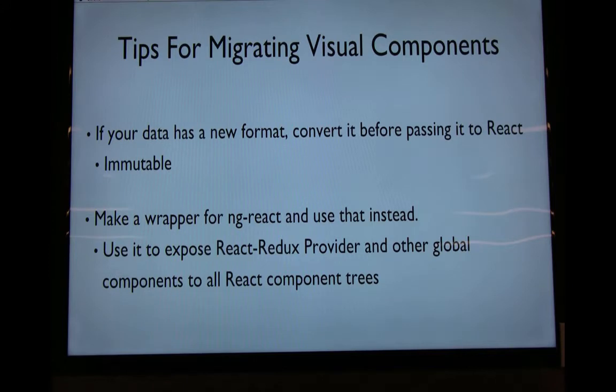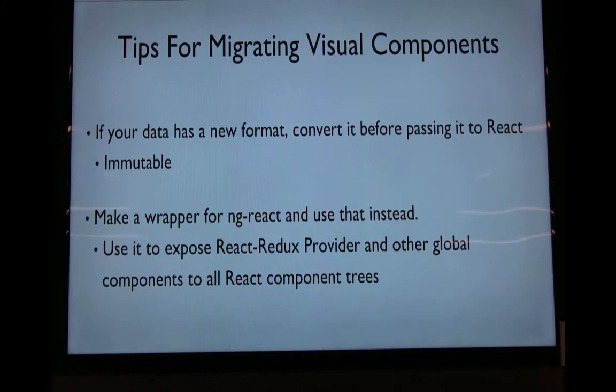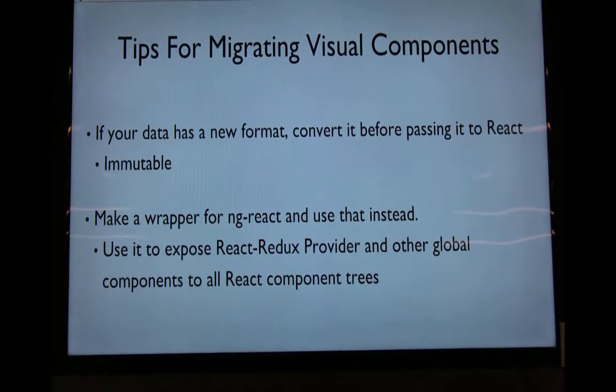So it's helpful if you know you're going to do that. You don't have to convert all of your Angular code to use immutable up front, but you could, at the boundary where you're creating a React component from an Angular component, convert the data to immutable before you pass it to the component, so that the React component is using what it's going to be using the whole time.